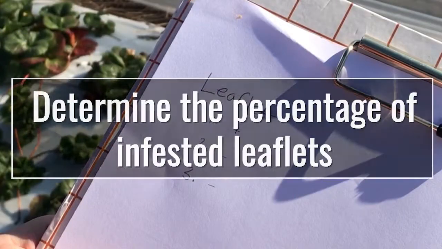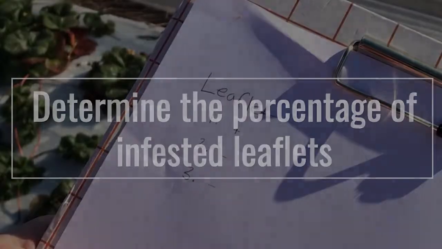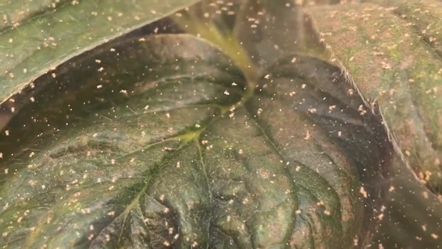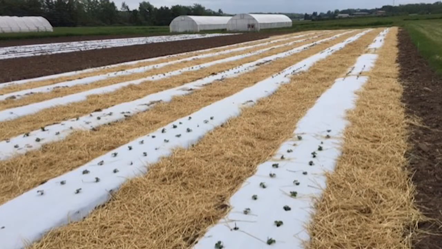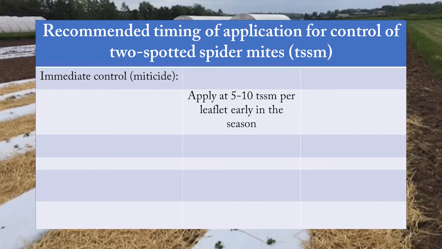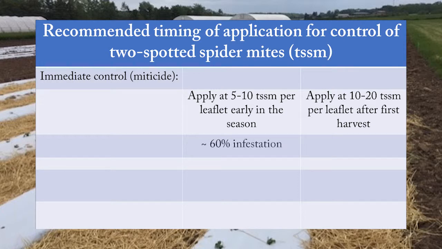Determine the percentage of spider mite infested leaflets. Economic thresholds of two-spotted spider mite on strawberry grown under low tunnels is largely unknown, but for open field grown strawberries, it is recommended that immediate control using miticides occurs if an average of 5 mites are observed per leaflet early in the season and 10 to 20 mites per leaflet after the first harvest. For our sample, this equates to 60% and 80 to 95% infested leaflets, respectively.